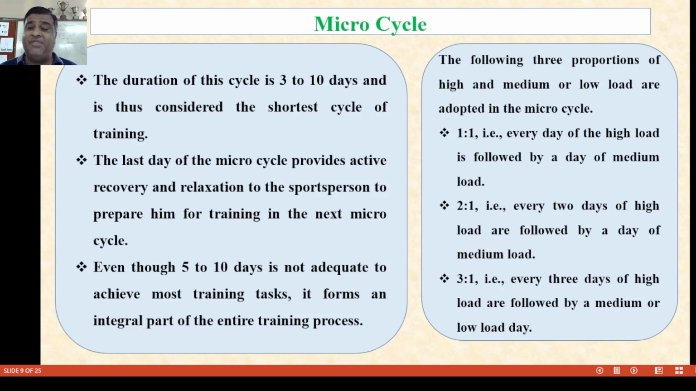As an example, three proportions of high and medium or low load are adopted in microcycles. Just like 1:1 means a day of high load followed by a day of medium load. 2:1 means every 2 days of high load are followed by a medium load. Now 3:1 means 3 days of high load followed by a day of medium or low load.